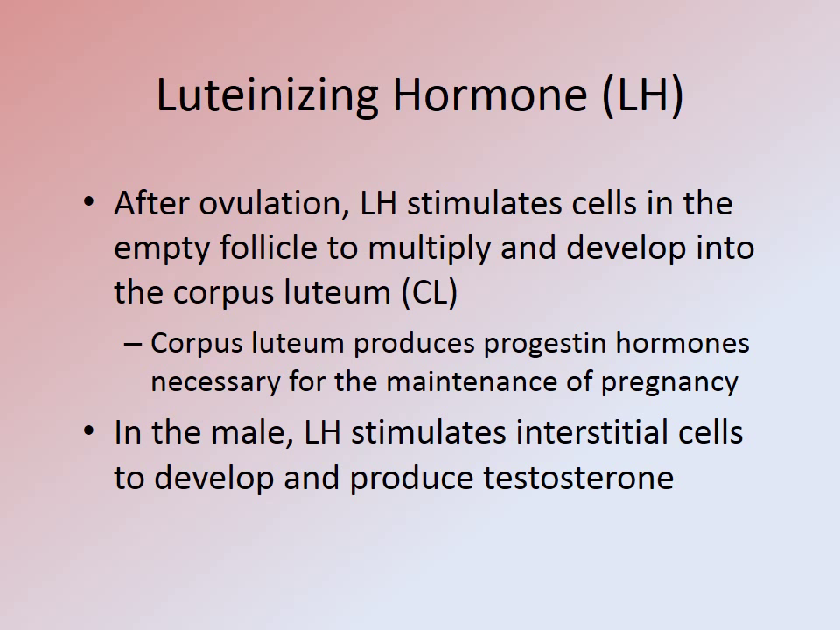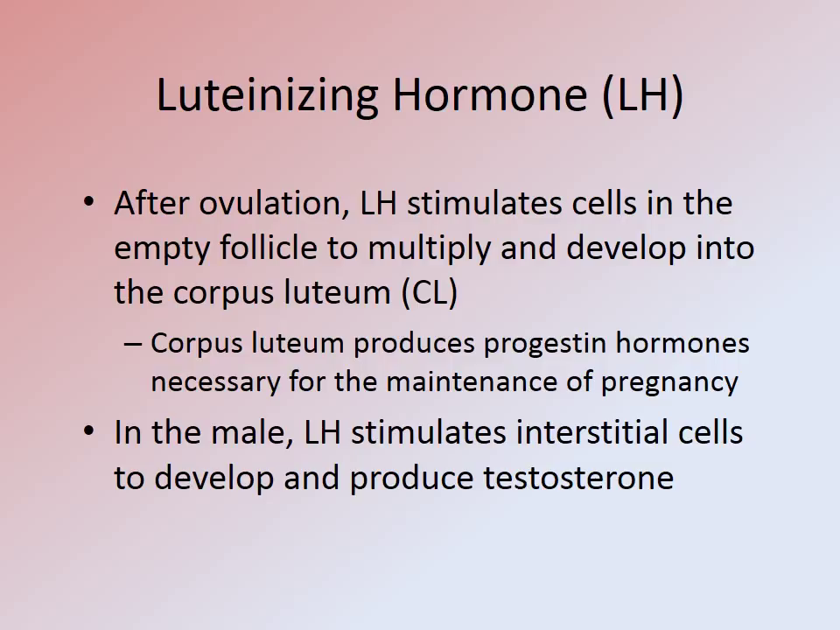Continuing on with luteinizing hormone, after ovulation, the luteinizing hormone stimulates cells in the empty follicle to multiply and develop into the corpus luteum. When we get into the reproductive system, hopefully it will bring back what all these mean, but the follicle will rupture, release its egg, and turn into almost what looks like a little bit of scar tissue, and that's called the corpus luteum.